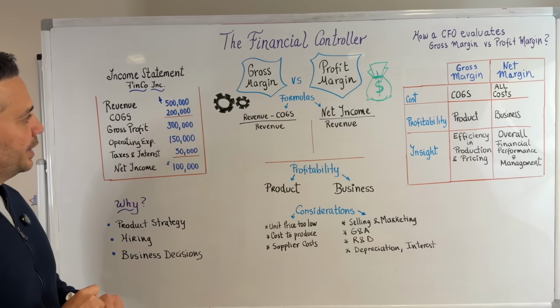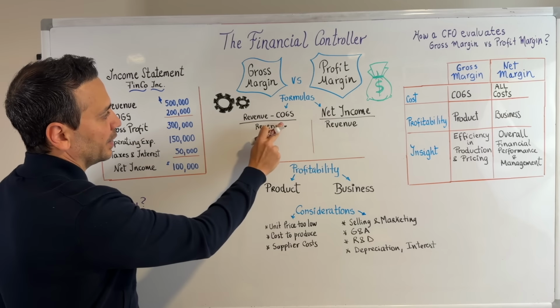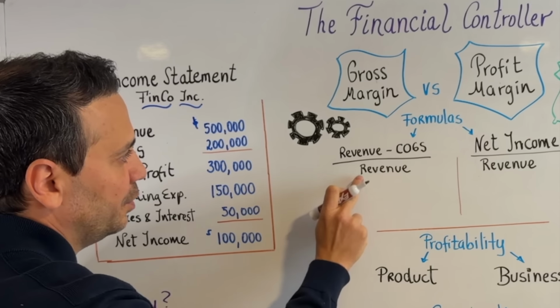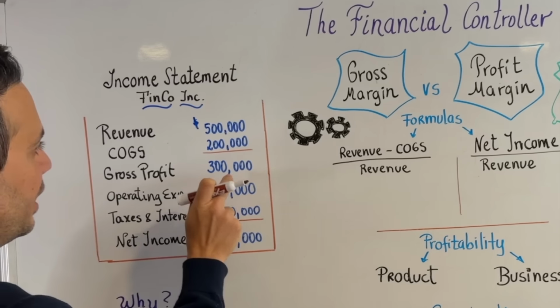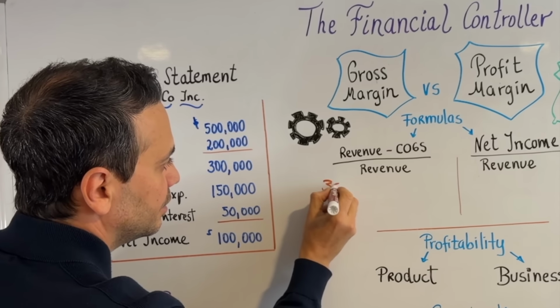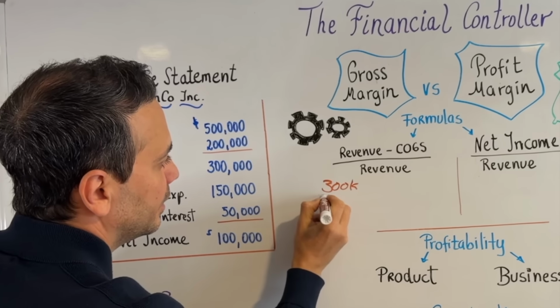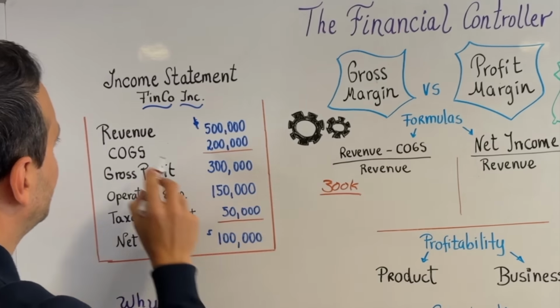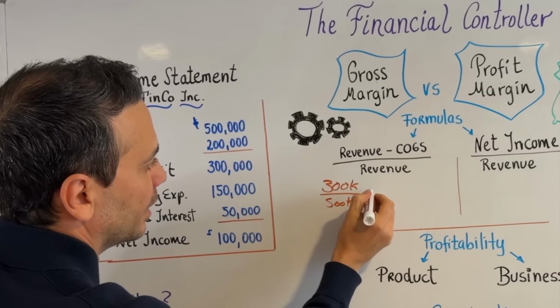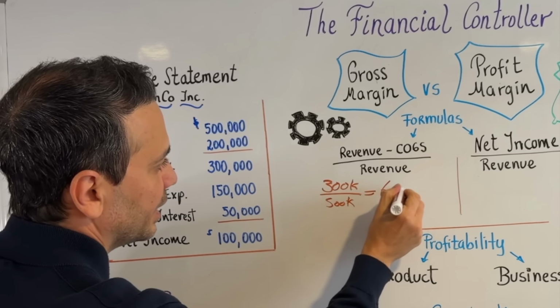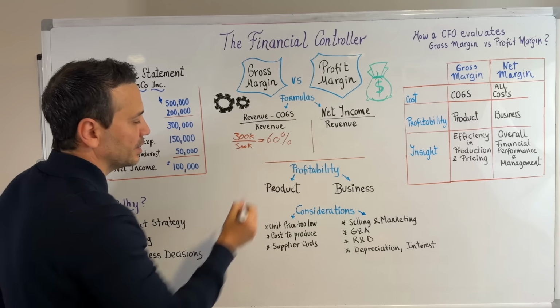So our gross margin here is going to be revenue minus COGS divided by revenue. So revenue minus COGS is right here, the gross profit, 300K. So this is 300K divided by our revenue, which is 500K, and that equals 60%. Now, what does that say to us, 60%?